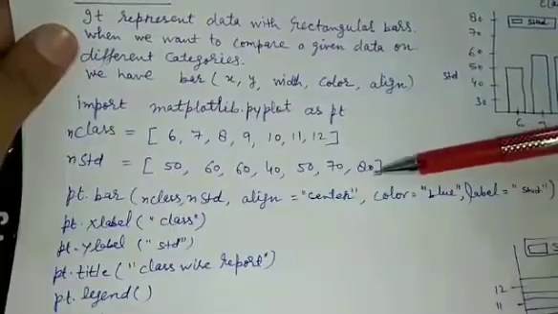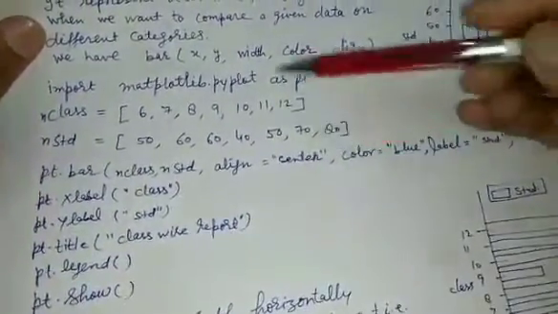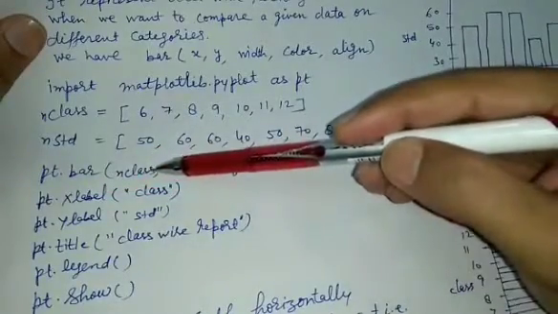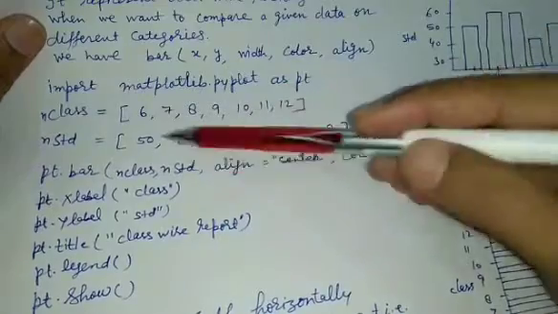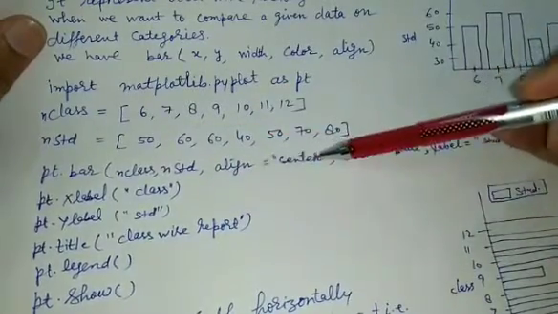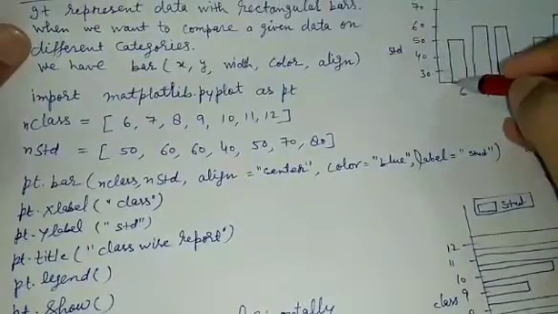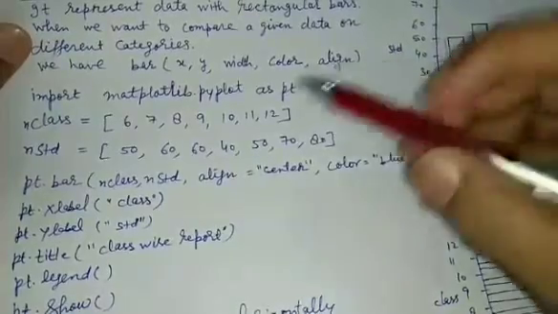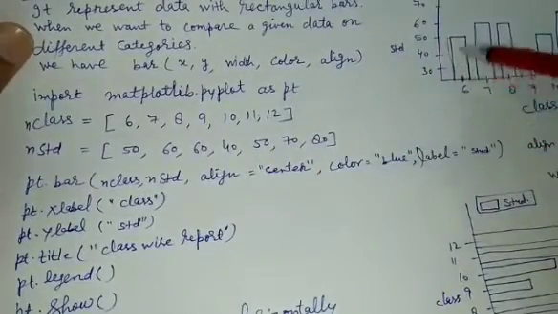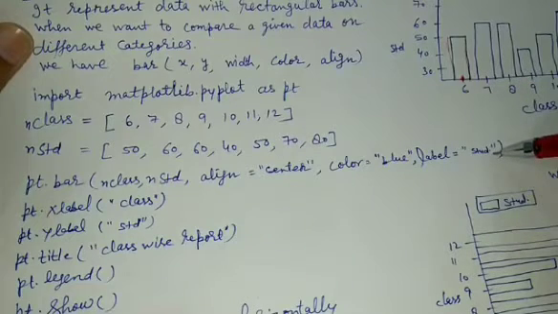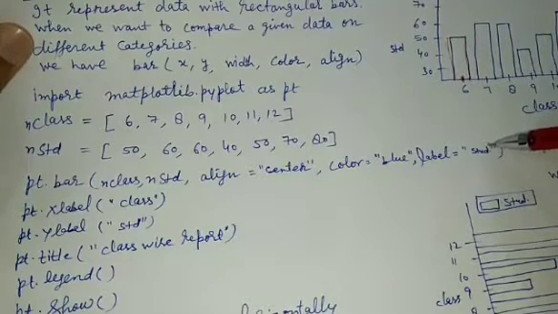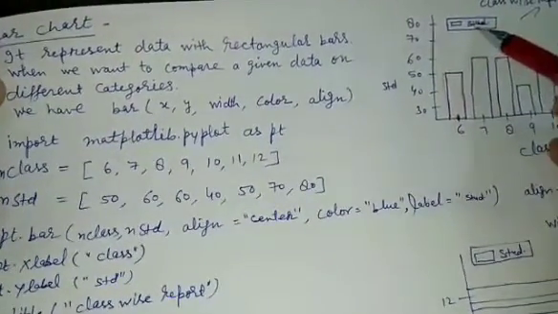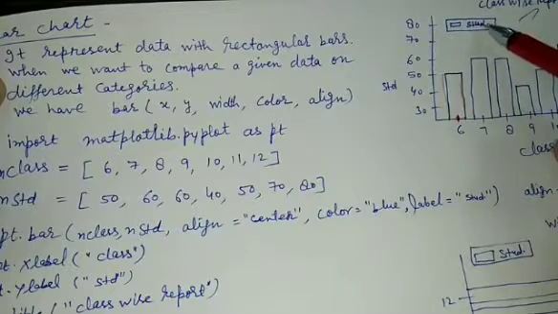Now let's draw these values on the axis. pt.bar, x-axis coordinates, y-axis coordinates. Align is equal to center, as I previously told you that this is a bar which is centrally aligned to the data. Color is equal to blue, the color of the bar, and label is equal to student. So if you show the legend, then the legend will show that this represents students.